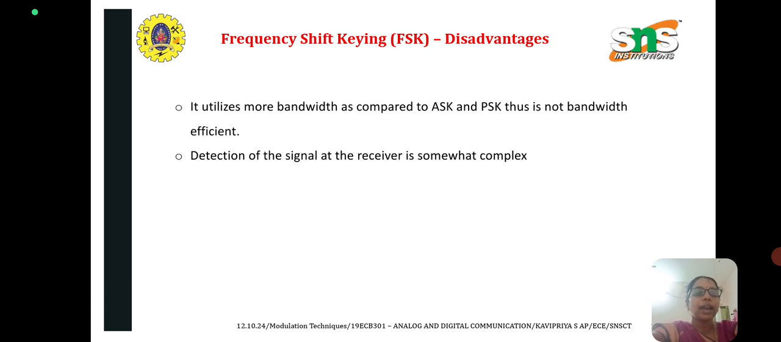And the drawback is that it occupies more bandwidth. ASK occupies less bandwidth, and PSK also occupies less bandwidth, whereas FSK occupies more bandwidth when compared to ASK and PSK. So it is not a bandwidth efficient one. Next, detection of the received signal at the receiver side is somewhat complex when compared to ASK and PSK. So the detection circuitry is somewhat complex in the case of FSK.